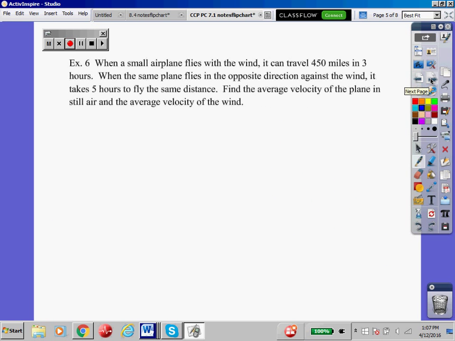Okay, when a small airplane flies with the wind, it can travel 450 miles in 3 hours. When the same plane flies in the opposite direction against the wind, it takes 5 hours to fly the same distance. Find the average velocity of the plane in still air and the average velocity of the wind. So what I'm going to do is I'm going to let x be the velocity in still air, and I'll let y be the average velocity of the wind.